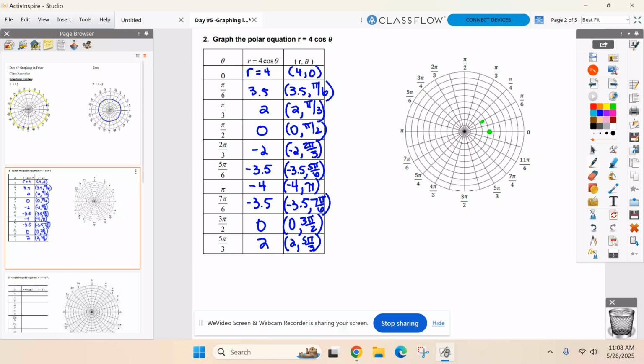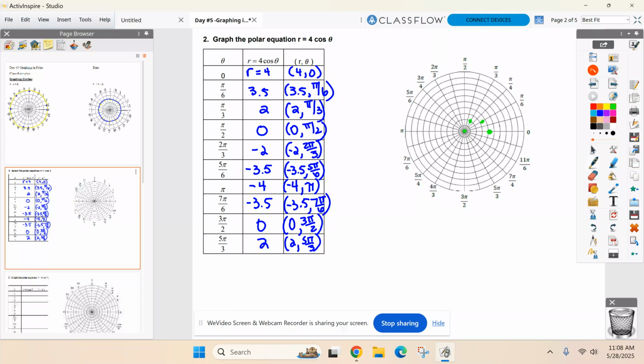2, pi over 3. 0. All right, let's talk here. 0, pi over 2. Middle. It's going to be the pole. All right, we're going to graph it right here at the pole. There's my next one.